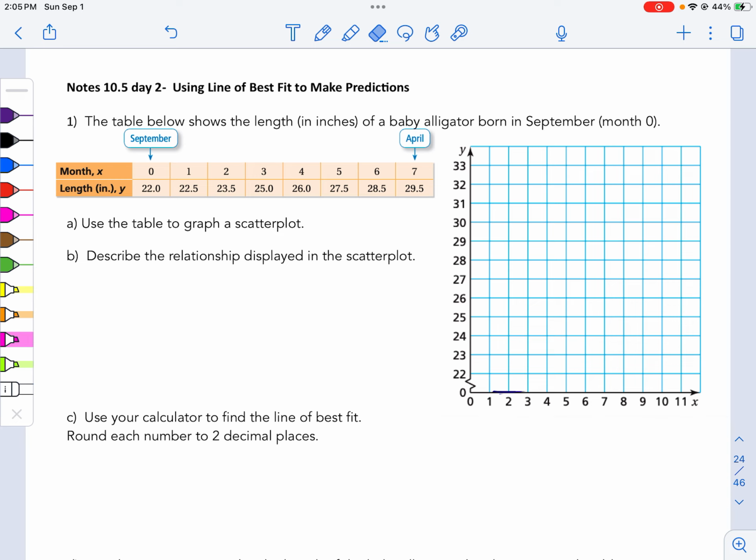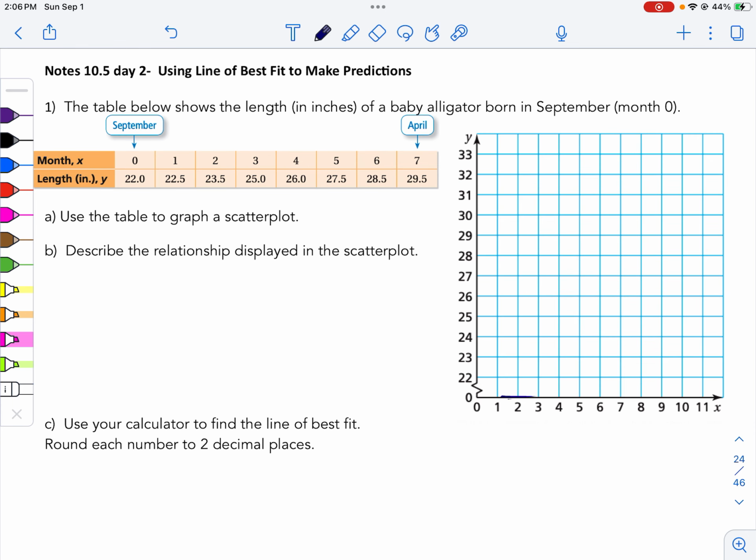All right, it says the table below shows the length in inches of baby alligators born in September, and they're going to count September as what we call month 0, because right when the alligator is born, it has a length, but it doesn't really have an age. He's 0 years old. So he's 22 inches, in this case, at 0 months old. So the first question says, use the table to create a scatter plot.